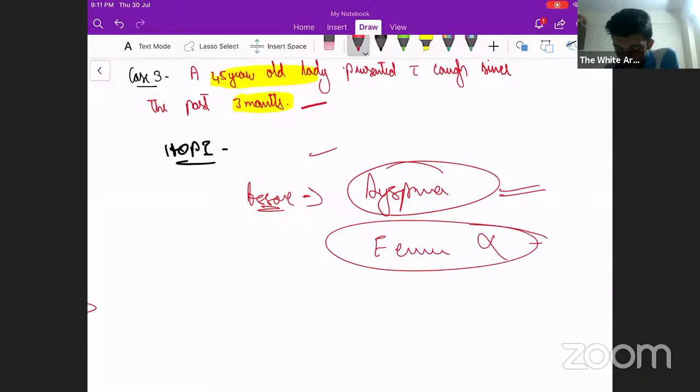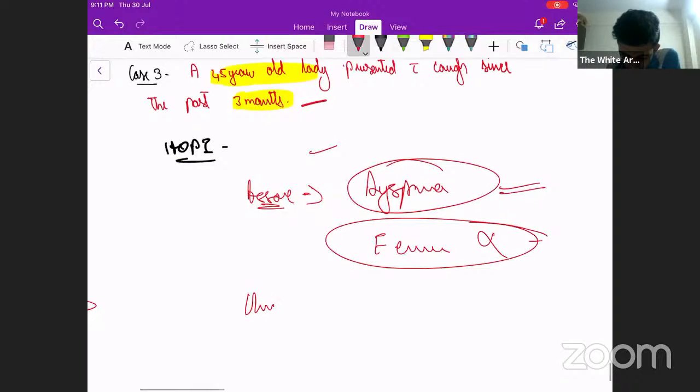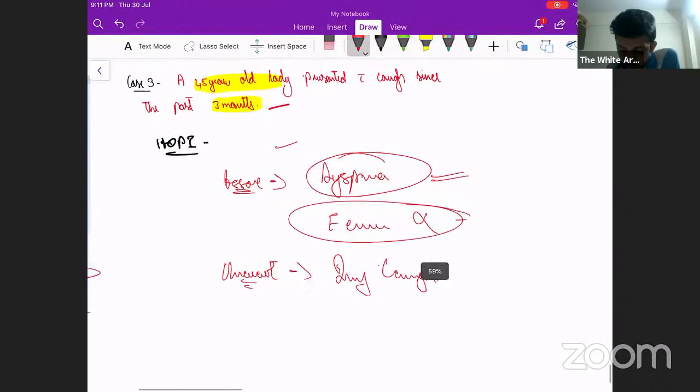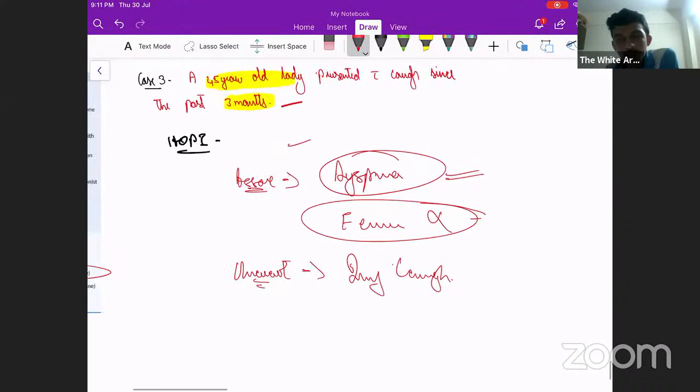Anything else? So you are asking about the character of the cough. Character was a dry cough. This was a dry cough. Weight loss was not present. Night sweats were not present. Chest pain was not present. No chest pain. Sharanya.